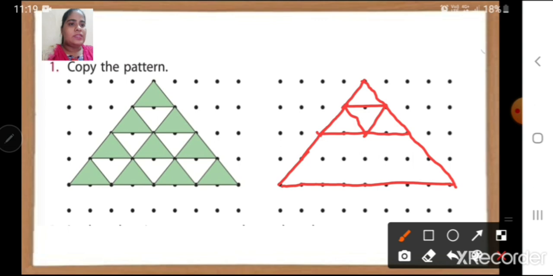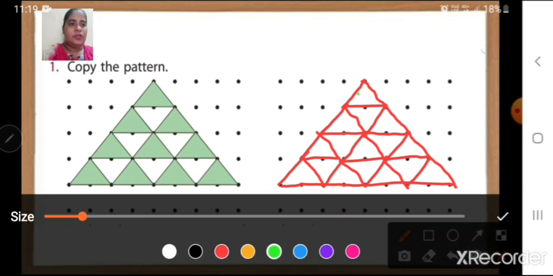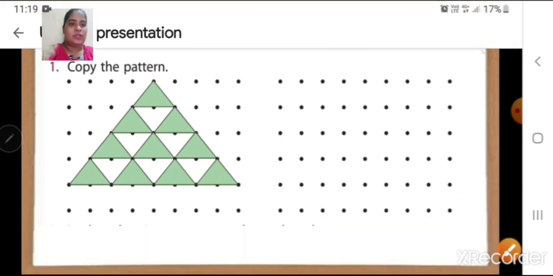And children, as per the pattern, you are going to color also. If you don't have color, you can just shade it. Okay, so the pattern is really easy. Do the pattern and then you can just shade it, okay children, or you can just color it. I'm just doing one. You can do the rest of it. You can copy the pattern, okay? Let us move on to the next one.